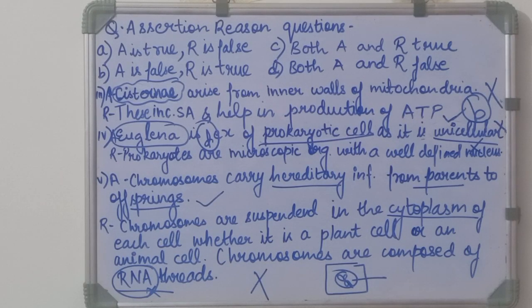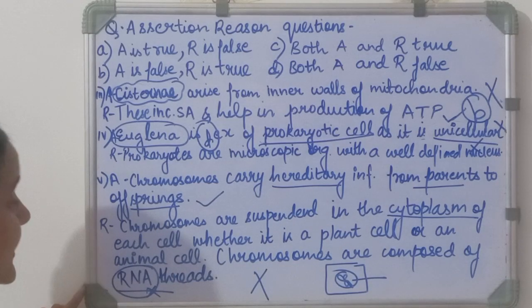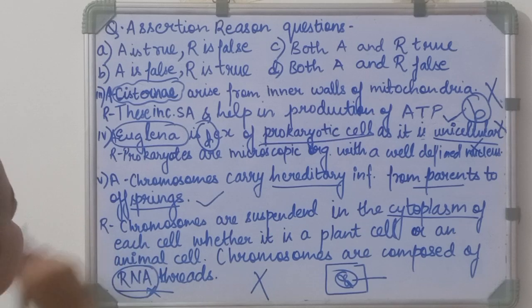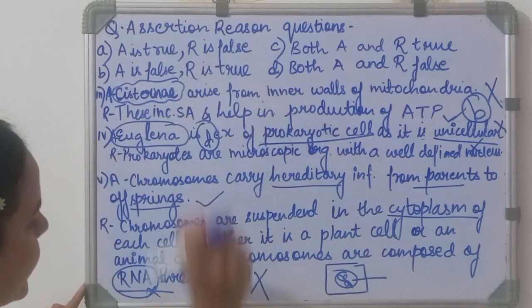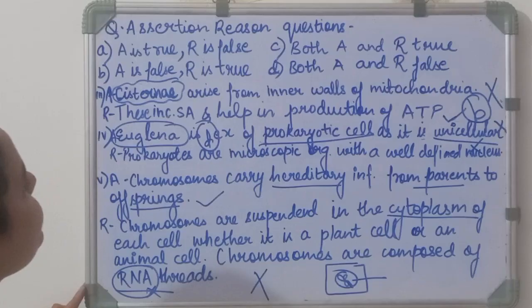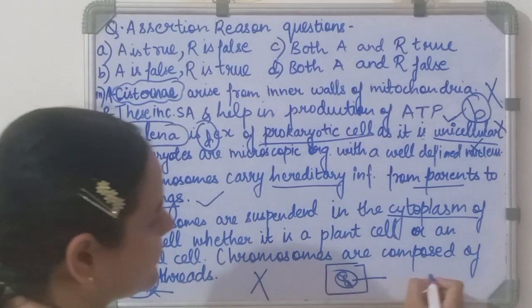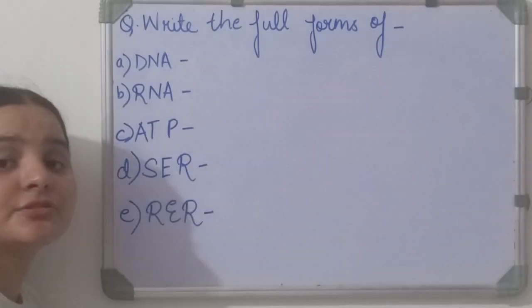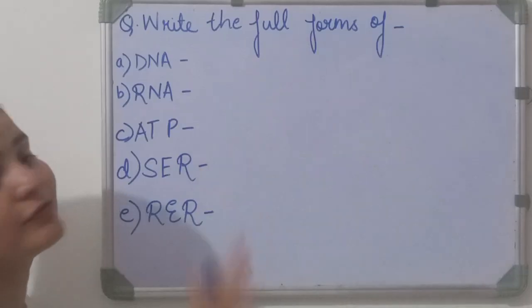So here our assertion is correct, but reason is wrong. So we'll go with the option which is A is true and R is false. So we will go with option A. Okay. Next question says write the full form of.